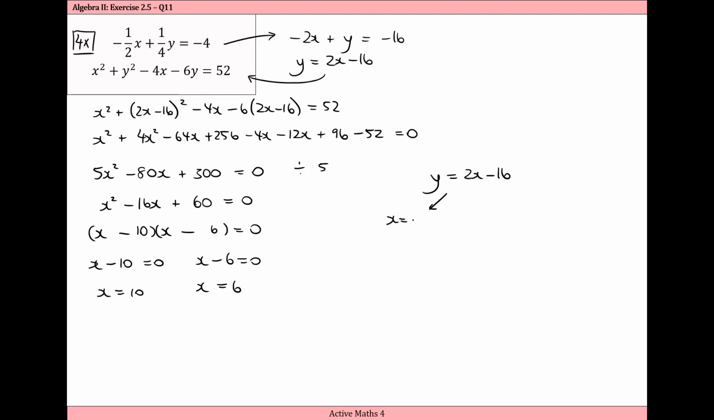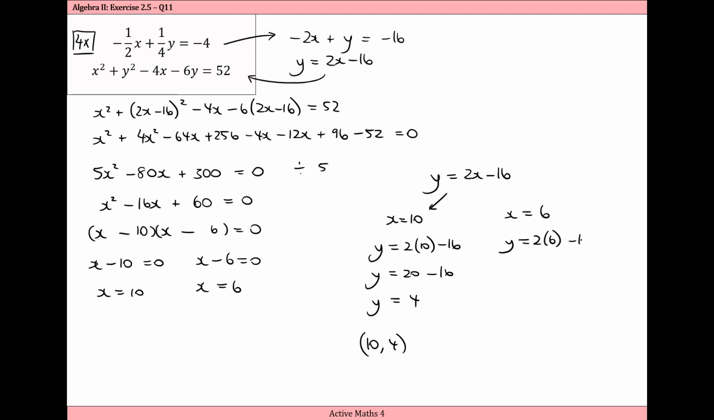So first of all, subbing in x equals 10, I get that y is equal to 2 by 10 minus 16, y is equal to 20 minus 16, y is equal to 4. So when x is 10, y is 4, and that's one set of solutions. When x equals 6, y is equal to 2 by 6 minus 16, y is equal to 12 minus 16, y is equal to minus 4. And so when x is equal to 6, y is equal to minus 4. And so we have two sets of solutions for this simultaneous equation.